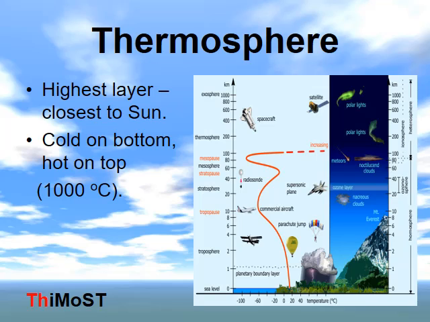The thermosphere is that top layer. Whoops, go back to red. That top layer, and it's TH. So you remember therm as opposed to just the T, which is troposphere. So the thermosphere is the highest layer. It's closest to the sun. It's cold on the bottom because it's next to the mesosphere, and it's hot on top. Why do you think? Because there's nothing really protecting the top of the thermosphere from the sun. So it gets all those sun's rays, and it gets really hot on top, like 1,000 degrees Celsius.